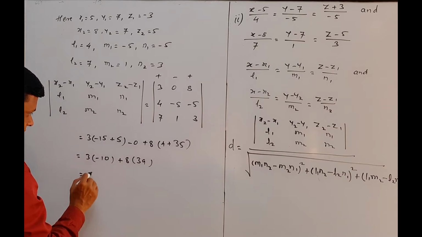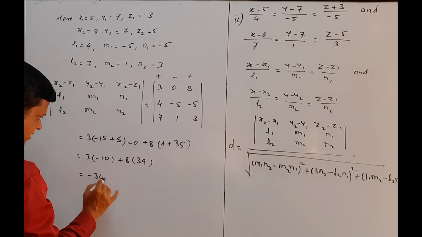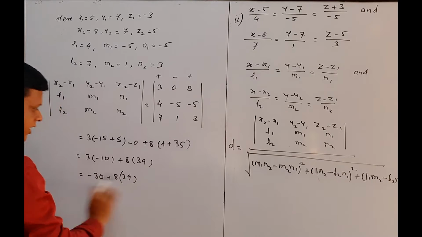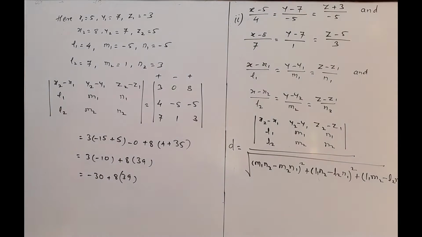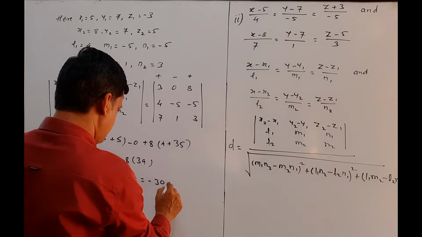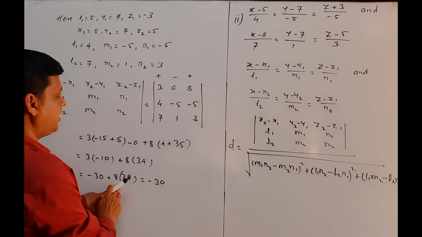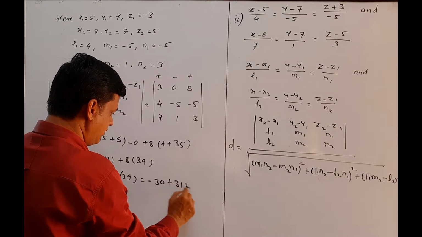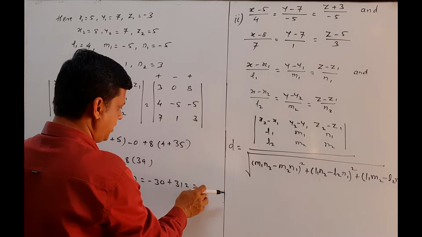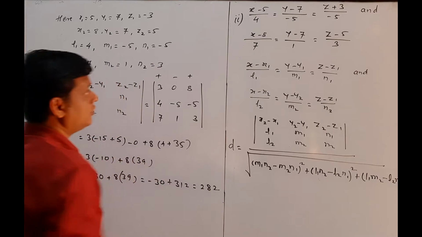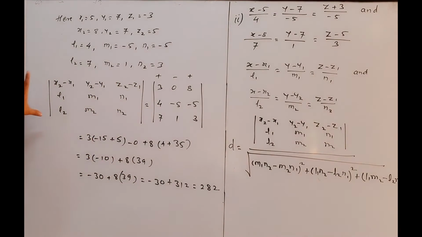So calculate this value, minus 30 plus 8 into 39. So we calculate this value first, that means we calculate the determinant first. So we write this as minus 30. After multiplying this 8 into 39, we get 312. So after subtracting this, we get 282. So this is the value of this numerator.